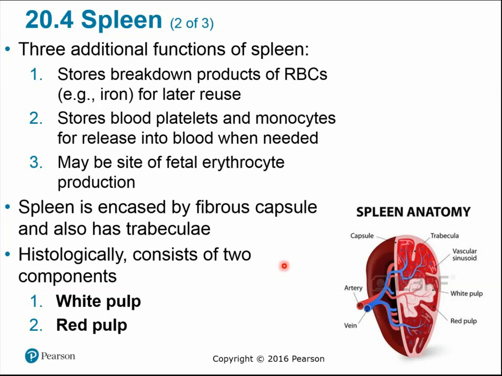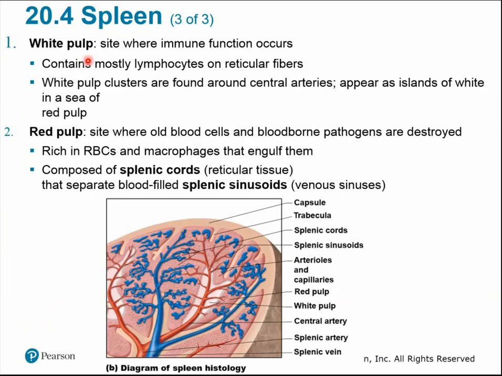Histologically, it's composed of two different parts. We have a white pulp in the middle of the organ, and then the red pulp along the edge. The white pulp would be the site of immune function. So think white blood cells, immune cells, right? White pulp is going to contain mostly those lymphocytes, and they cluster around the central arteries. It's called white pulp because it appears like a white tissue in this red spleen organ.